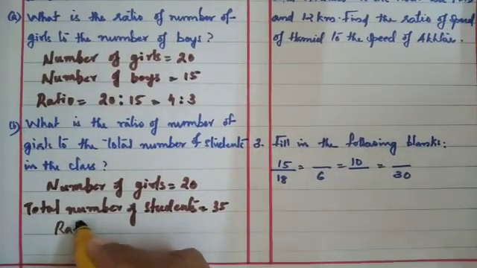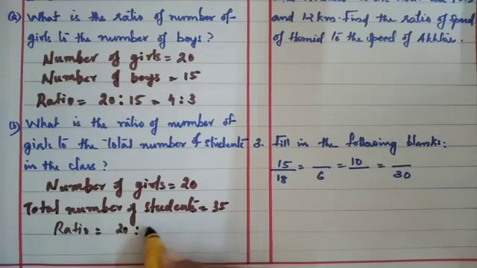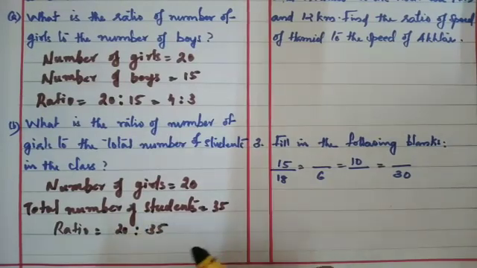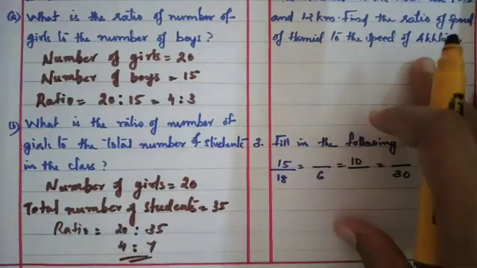Ratio equals, first you have to write the number of girls. 20 is to 35. Here also 5 is the common factor. 5 4s are 20, 5 7s are 35. 4 is to 7 is the ratio.